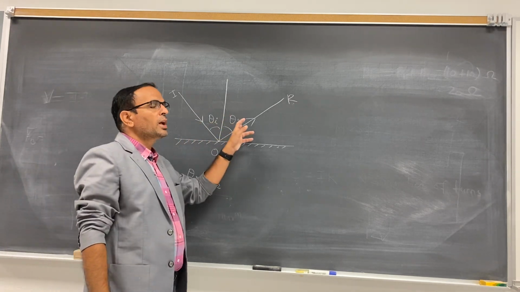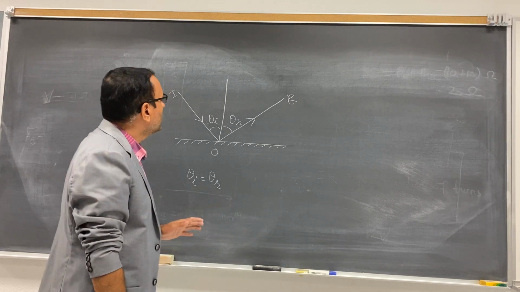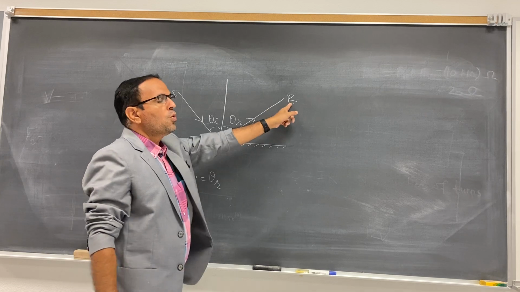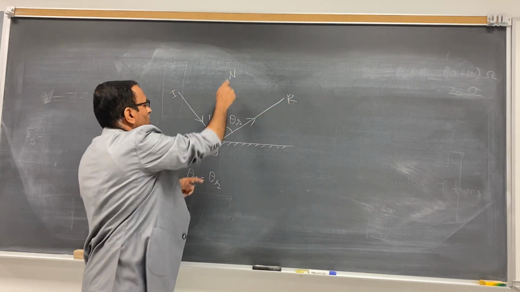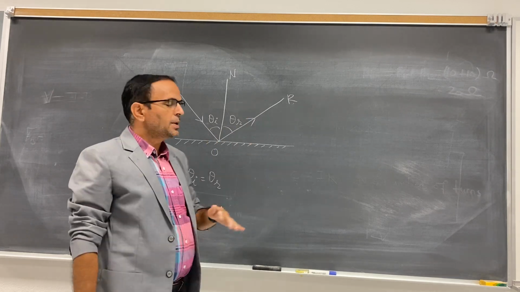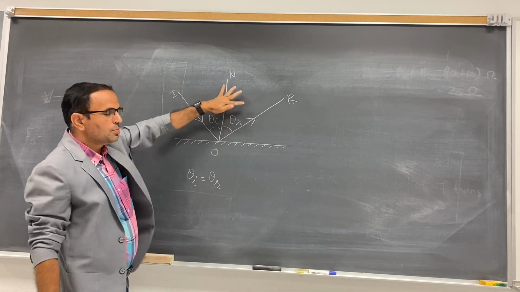Angle of incidence equals angle of reflection, number one. And number two, the incident ray IO, the reflected ray OR, and the normal, you can write down ON, all these three lie on the same plane. In this case, they lie on the plane of the board here.